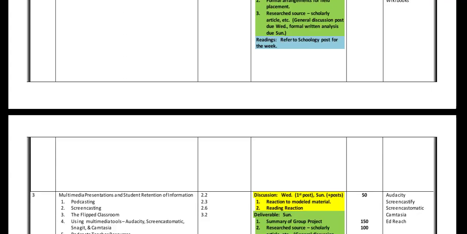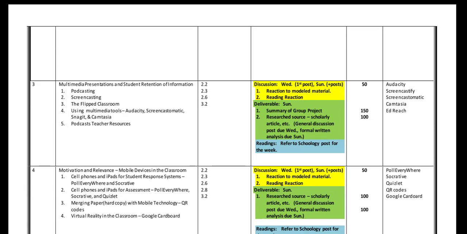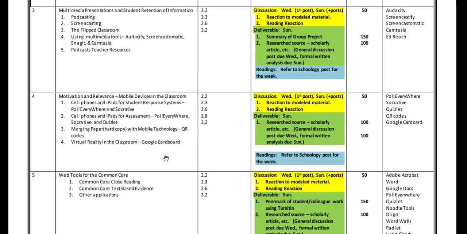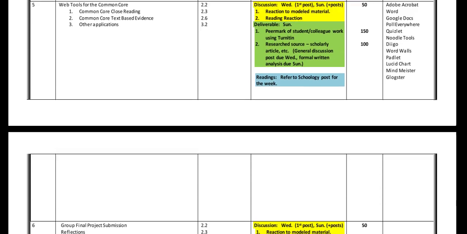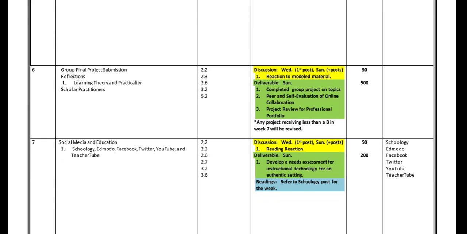Okay. Then week 3, we get into podcasting and screencasting, a little bit of the flipped classroom. Module 4 is about mobile devices, even virtual learning. We'll talk about Google Cardboard and virtual reality in the classroom. And then we get into Common Core tools. Week 6 is your final project due.